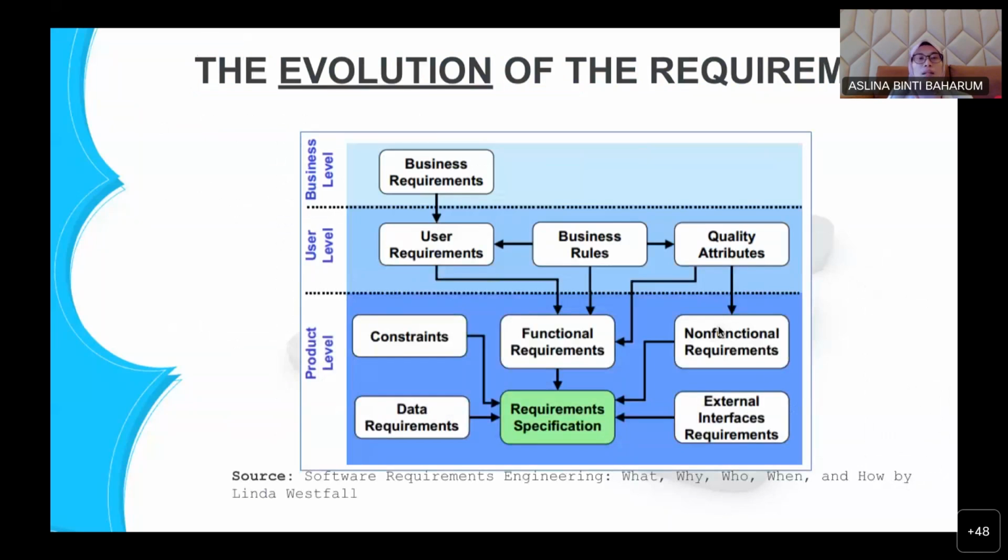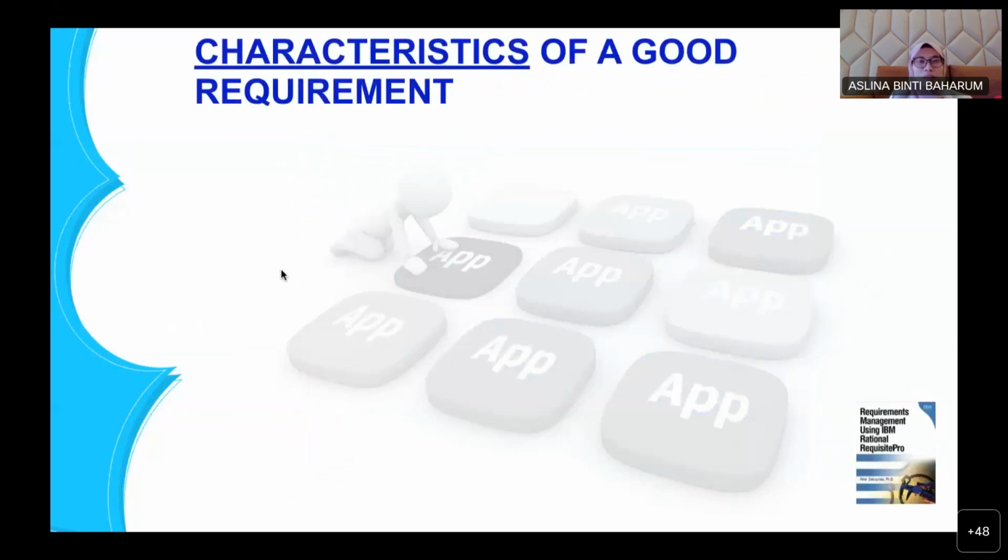Next, the evolution of the requirement. This is how the business level is achieved. Again, to repeat, the formula to remember is 135. That's the formula.